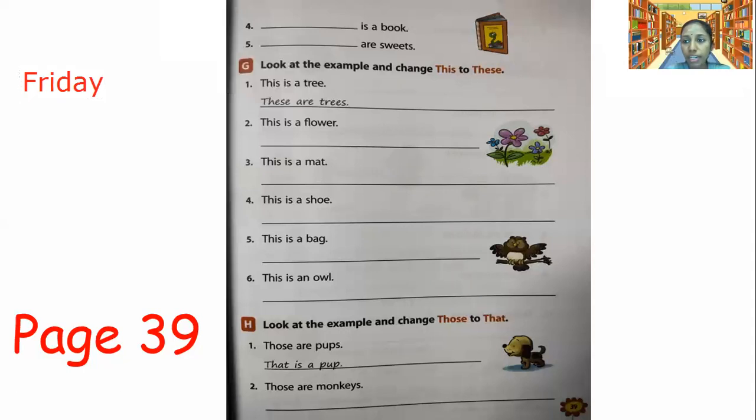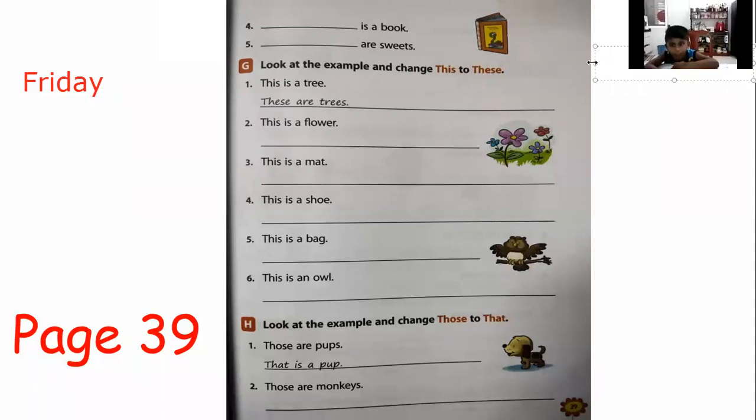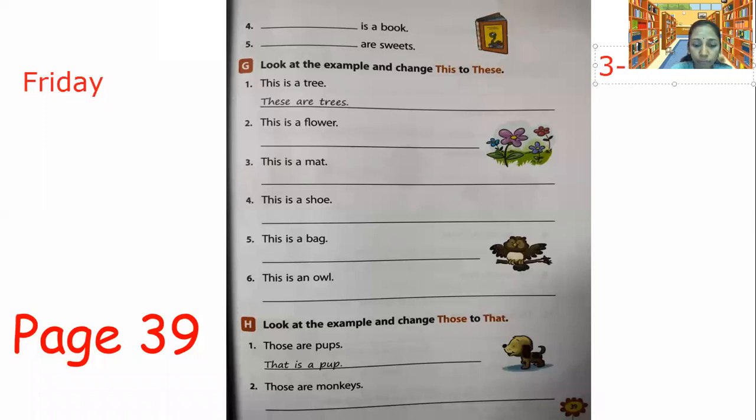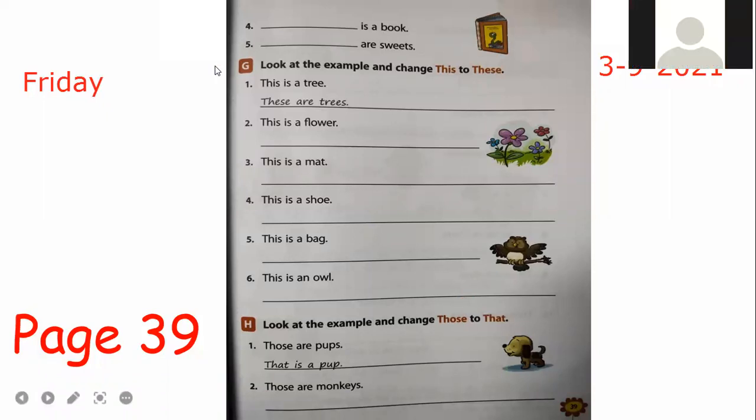Yes, you may, Sharmin. So I have written the day here. Children, please write down the day. And what about the date? Yes, Sharmin, the date please. The date is 3rd of September, 2021. Okay, very good. And please write down the day and date, children. Thank you. Please write down quickly.